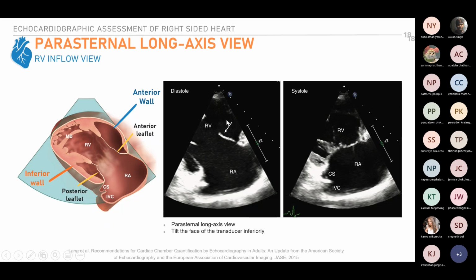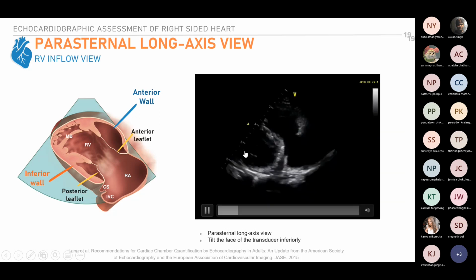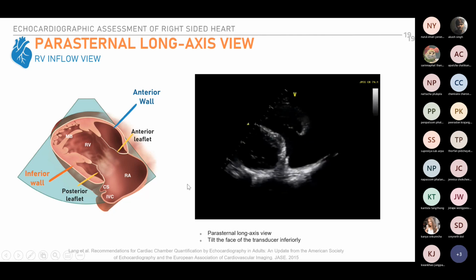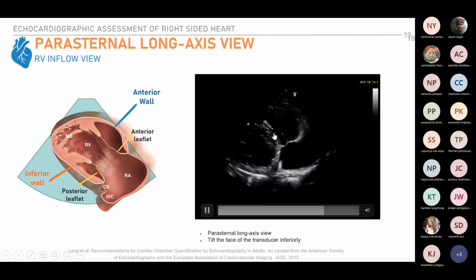And this is the RV inflow view in systole and the RV inflow view in diastole. The arrow indicates the anterior leaflet. This view also shows the IVC and coronary sinus drainage to the right atrium. You see the coronary sinus is inferior to the IVC when you tilt the transducer down, but you still see the IVC.